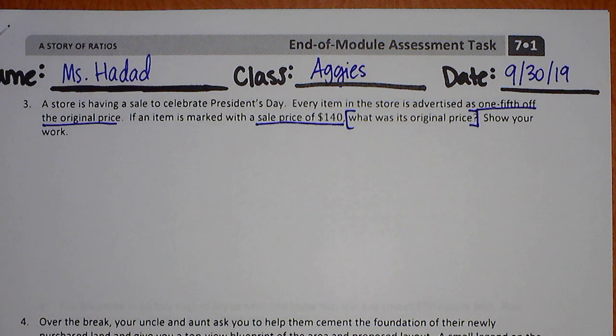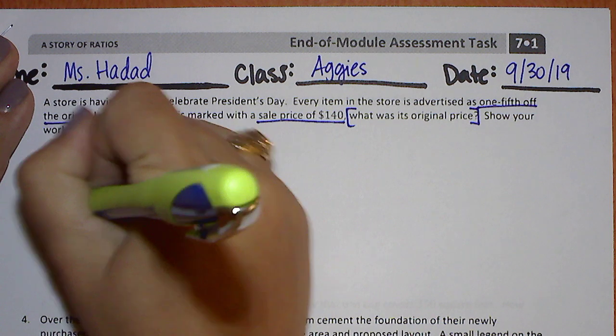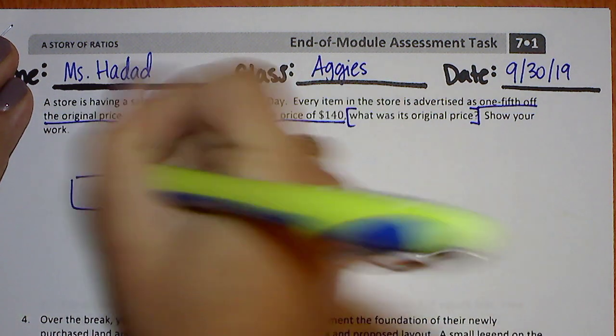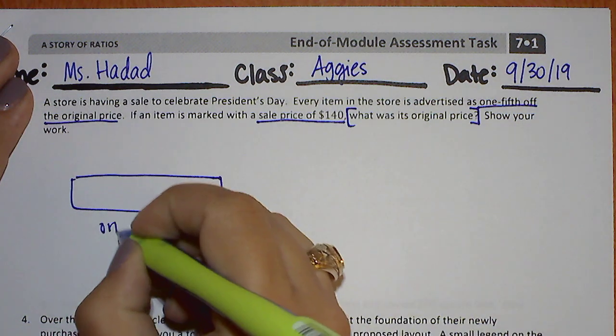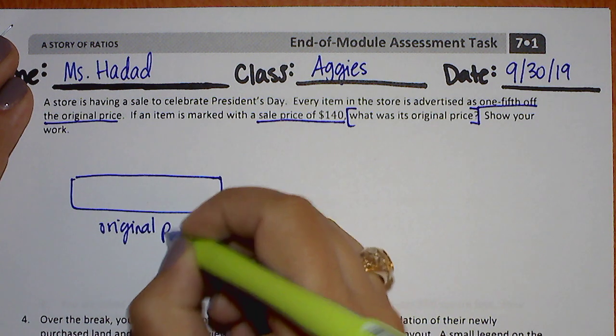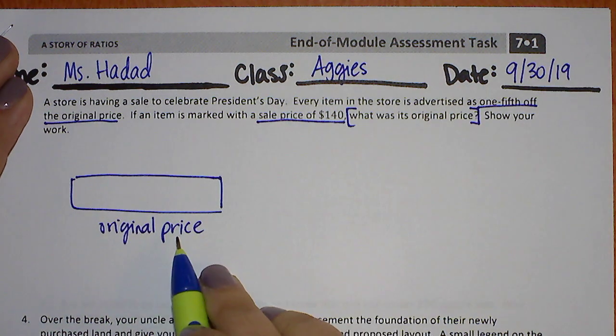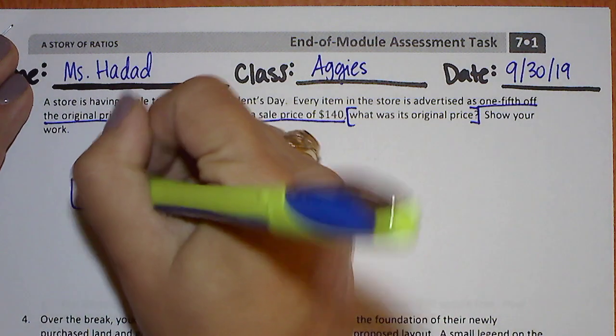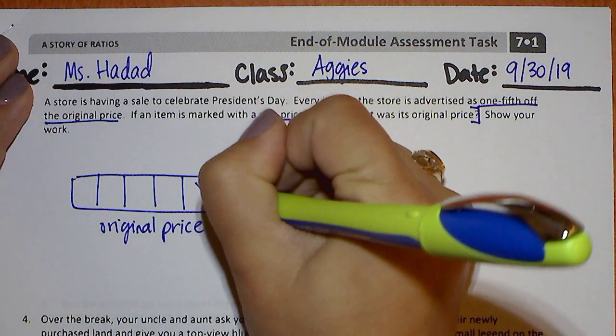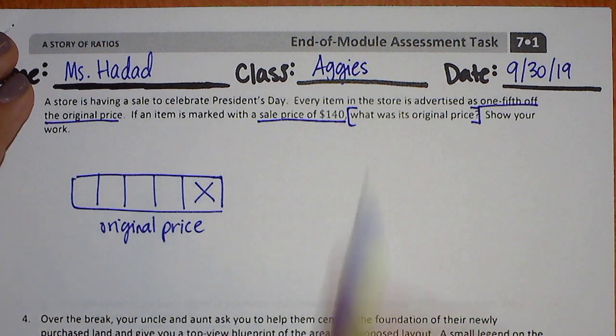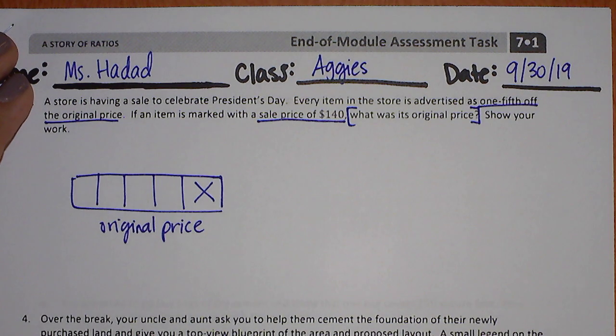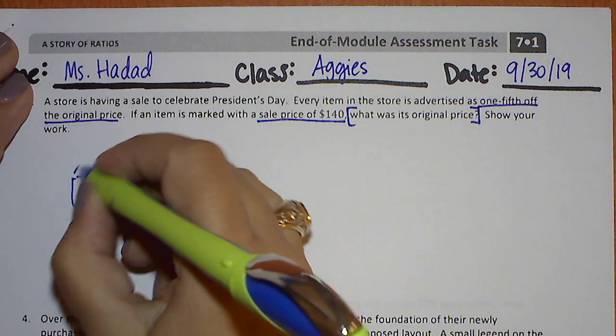Some common mistakes I saw in this problem were that you thought I was going to take 1/5 off of 140, but that's not what's happening here. I'm taking 1/5 off of the original price, which will give me 140. So I'm going to draw a picture because that helps me. Make sure you drew a picture. The original price is what the discount gets taken off of. So the original price gets 1/5 off, and the sale price is 140. That's whatever's left after 1/5 has been taken off. So that's this.